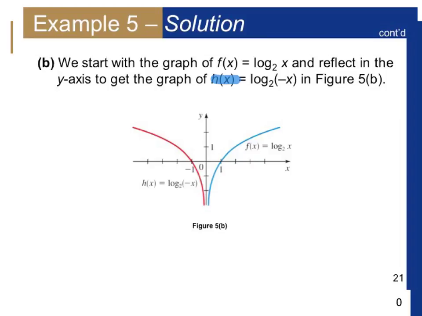Okay, now we're looking at h of x equals log base 2 of minus x. Okay, so here's our log base 2 of x that we start with. Okay, and now what we're doing is we're changing x to the opposite, right? Which means we reflect across the y-axis. Okay, so the blue becomes the red here for log base 2 of minus x. So again, it's just recognizing what we're changing, right? In the previous one, we were changing our y to the opposite. Here we're changing our x to the opposite, so we're going to reflect across the y-axis.